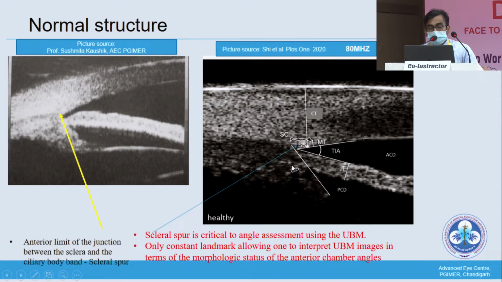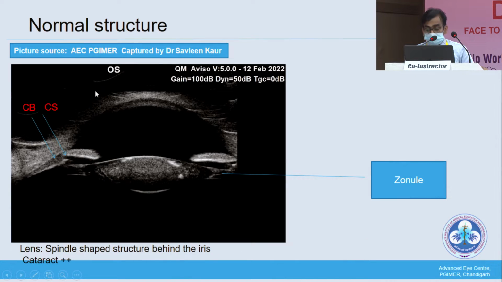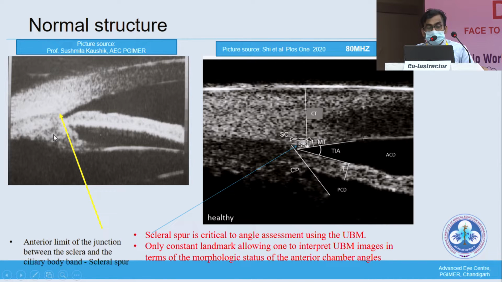The next one is the identification of the most prominent landmark, that is the scleral spur. The scleral spur is the junction, the anterior limit of the junction of your sclera and the ciliary body. So that is the constant marking. After identifying the scleral spur, you can assess the trabeculo-iris angles and, if possible, iris thickness, because in PCG there are changes in the iris thickness that I will be coming to later on.